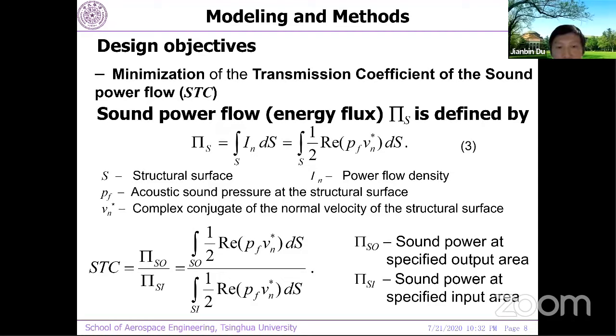We assume that the area Si, where the harmonic excitation load is applied, is defined as the input area of the vibroacoustic power. And the specified boundary surface area So denotes the target or output area of the sound radiation. Then the STC is defined as the ratio between Pi_So divided by Pi_Si.